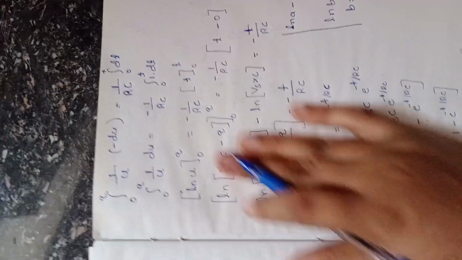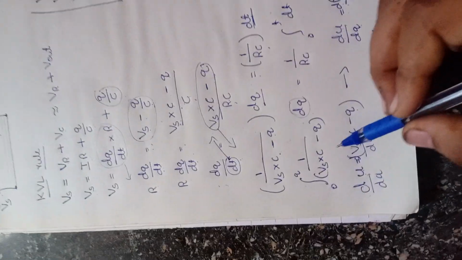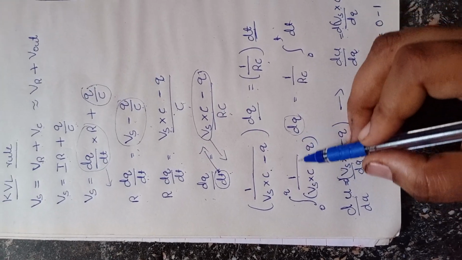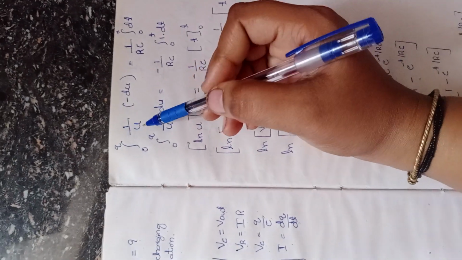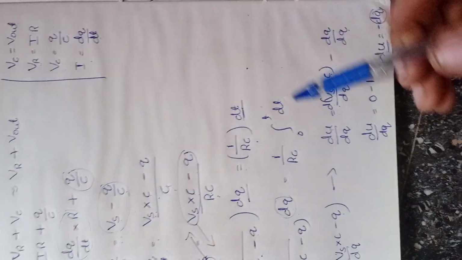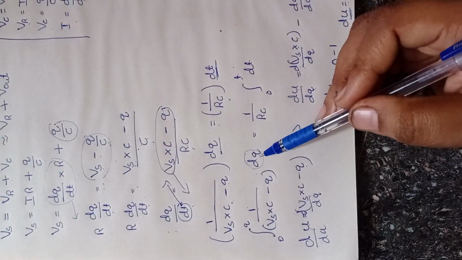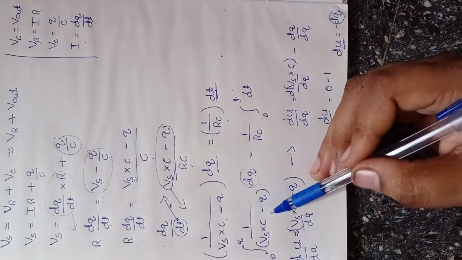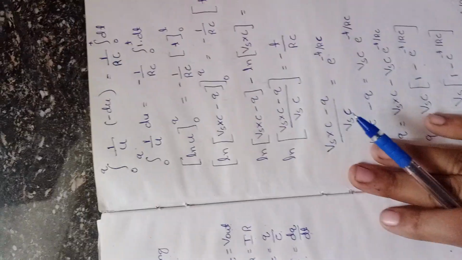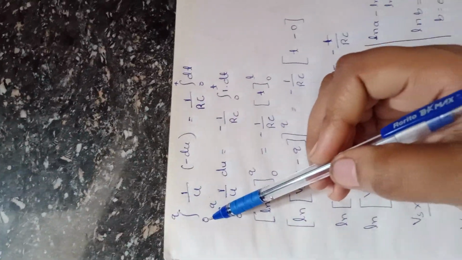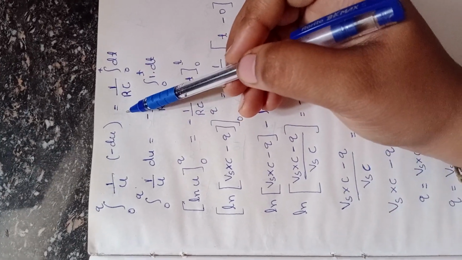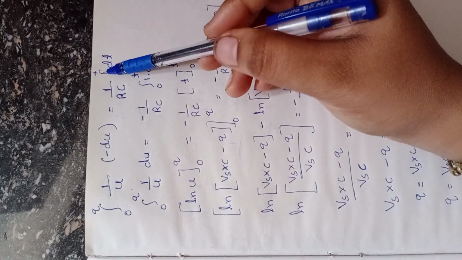So here we are considering this term. I am replacing this whole term as u, so I have written it as 1 by u, and I am replacing this dq by minus du. So 1 by u minus du. The limits are taken the same, 0 to Q, 1 by u minus du, that is nothing but 1 by RC, 0 to t into dt.